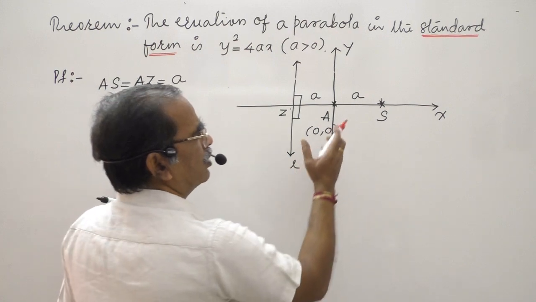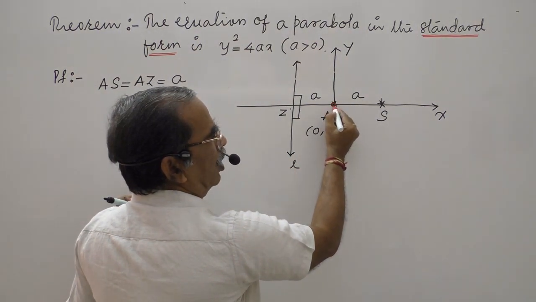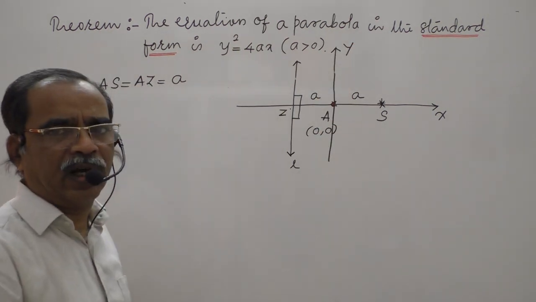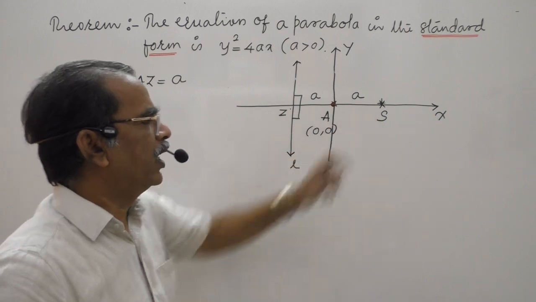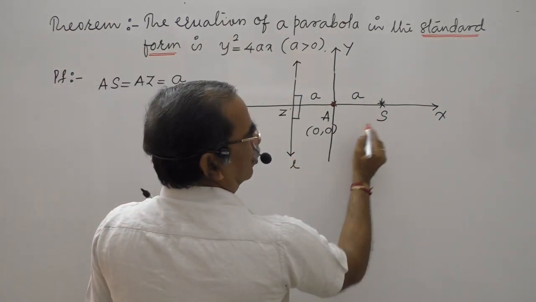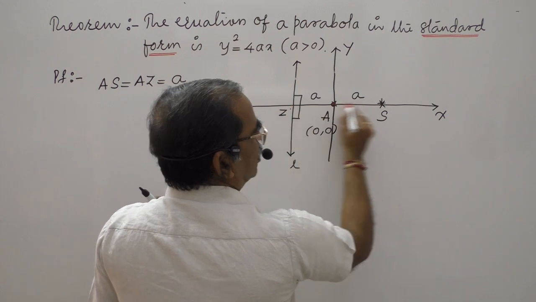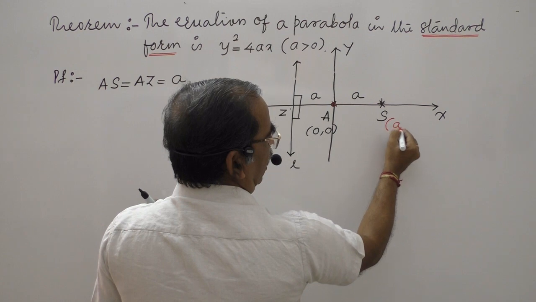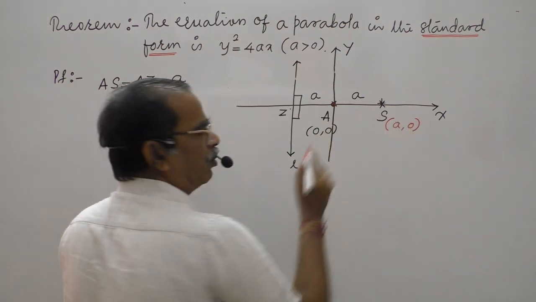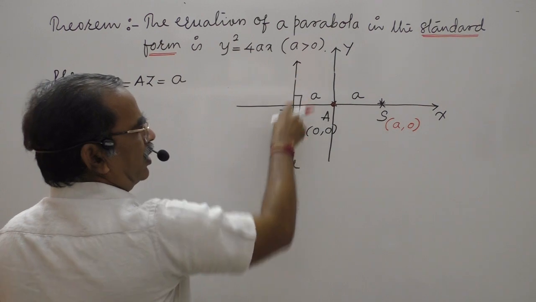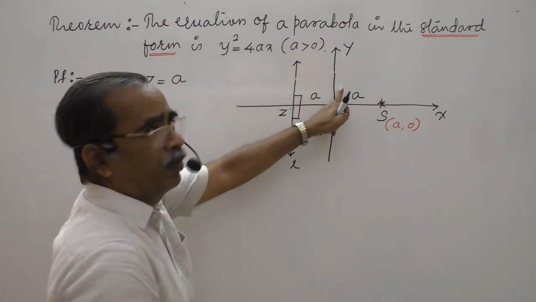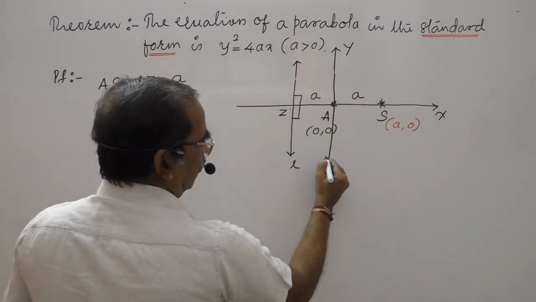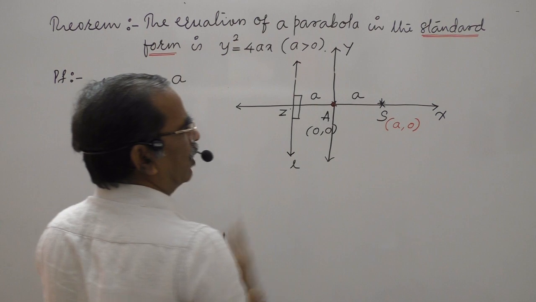So now what is this? We have taken this point as origin, this line as x-axis, and automatically this line is the y-axis. Then you can write the coordinates of the focus now. What is S? S is a point on the x-axis at a distance of a from the origin. Therefore its coordinates are (a, 0). What is this directrix? It is a line parallel to the y-axis. What is the equation of the y-axis? The equation of the y-axis is x equal to 0.